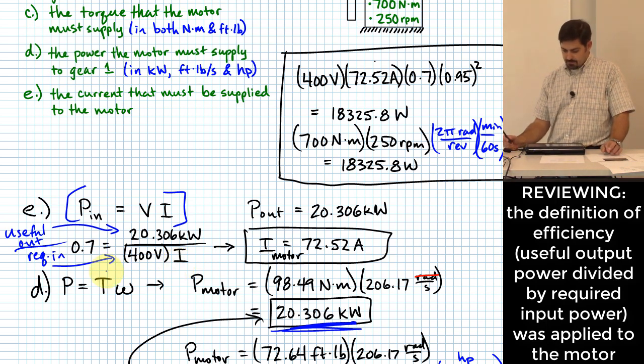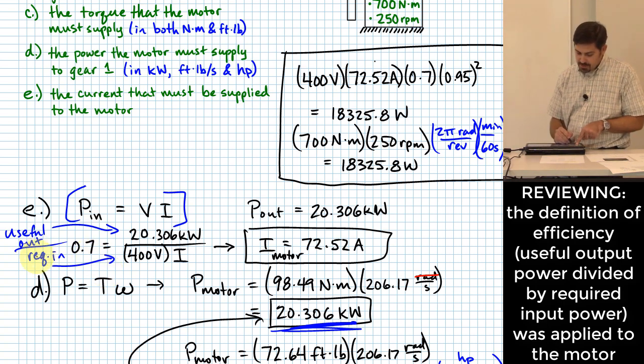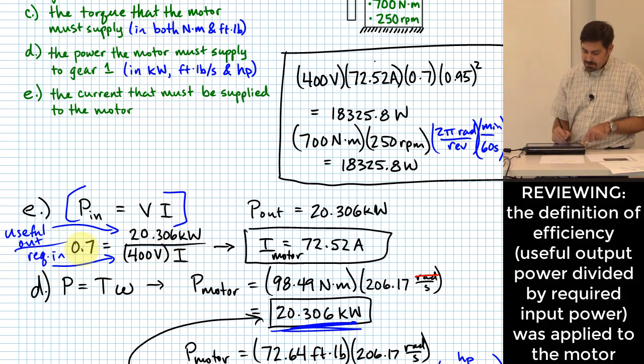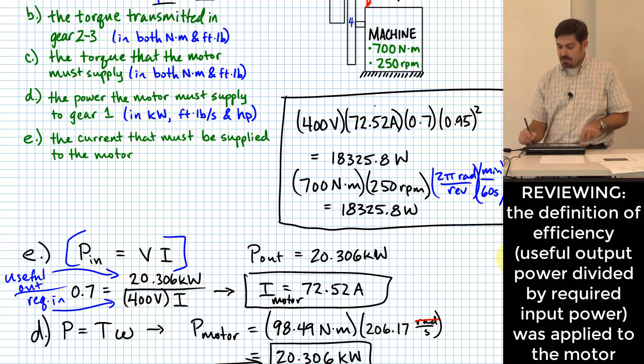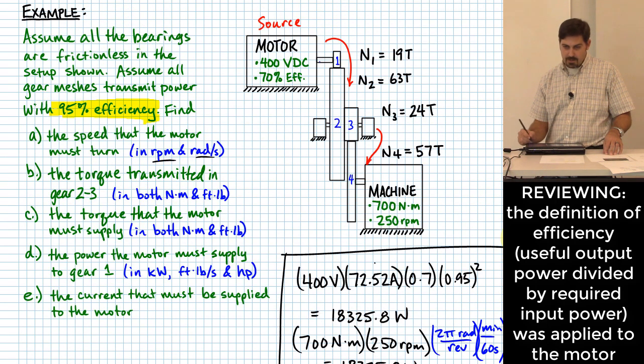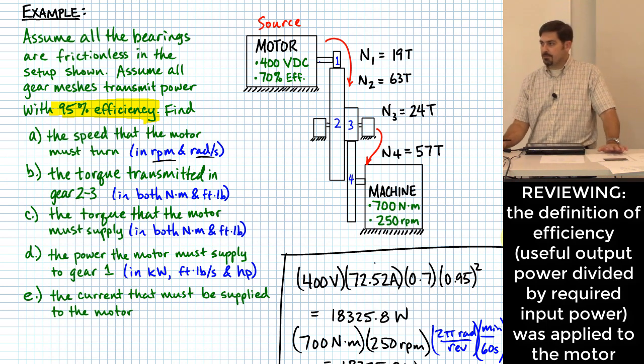Okay, and you decided to go to efficiency? Yes, so this is the definition of efficiency. It's useful energy out divided by required energy in, right? So that's all I was doing there, is putting all those in there and setting it equal to that efficiency value that it says we have for our motor. All right. Good question. Other questions?